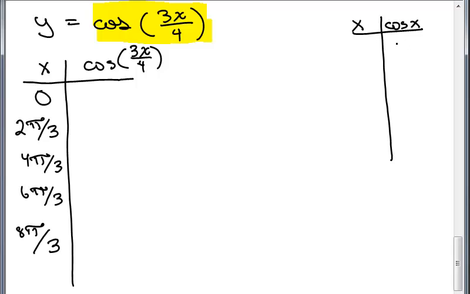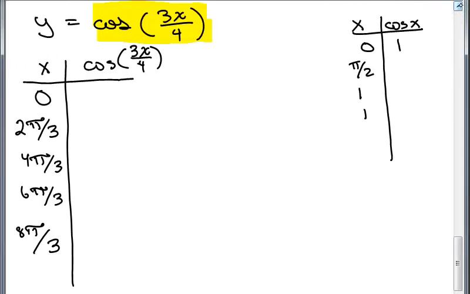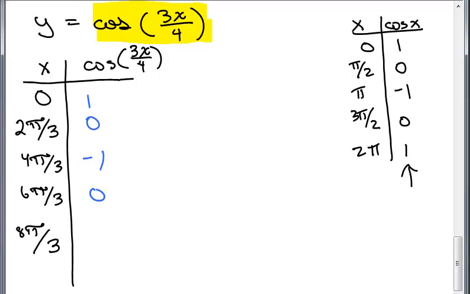So remember in the basic chart, it starts at 1 for the cosine, right? So we start at 0, remember it's the usual suspects here. Pi, 3 pi over 2 and 2 pi. Remember how it goes? 1, 0, -1, 0, and back up to 1. These are the y values for the cosine of 3x over 4. So we get to just put those in. 1, 0, -1, 0, 1.